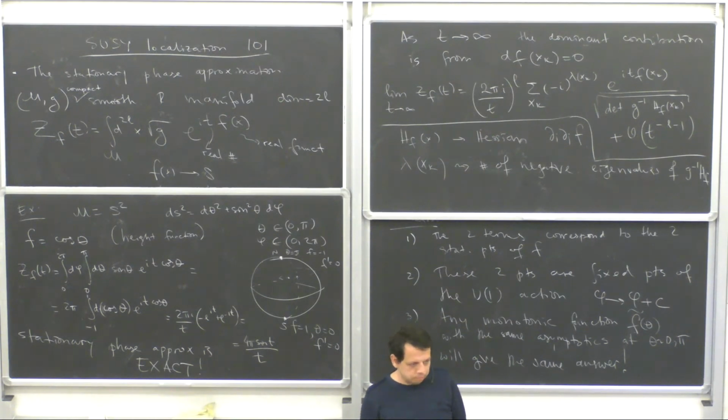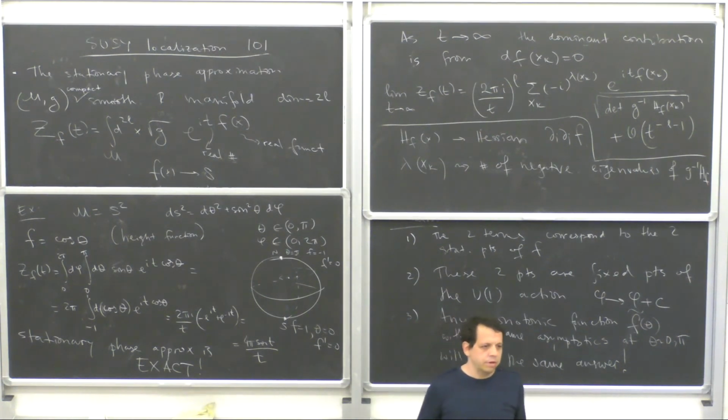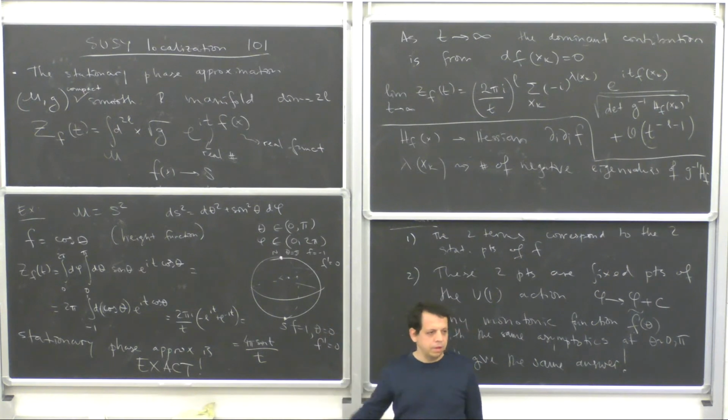Yes. The Hessian has to be the same. So the cubic terms can be different, but the quadratic have to be the same.